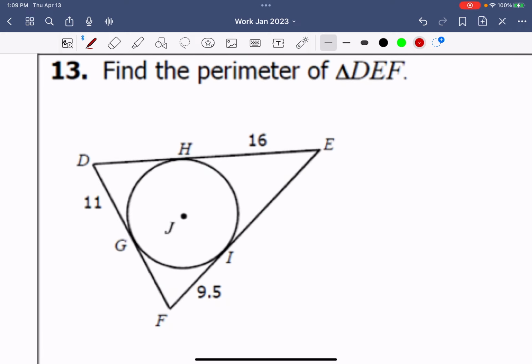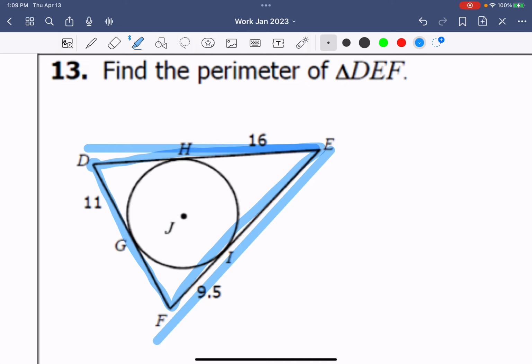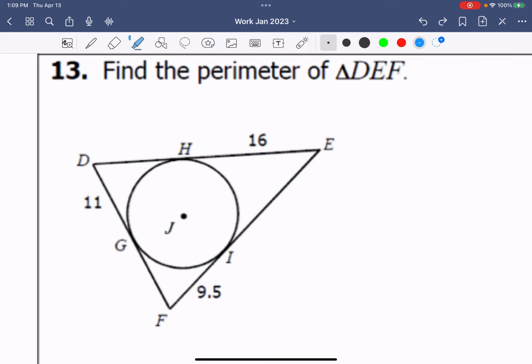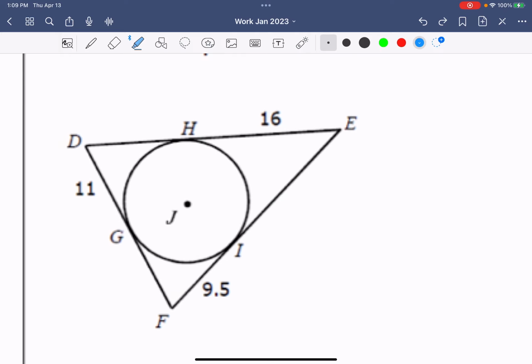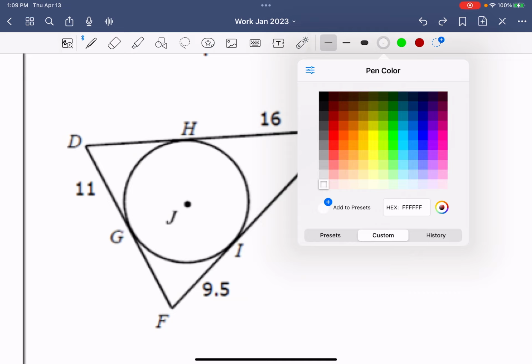All right, so for number 13, you're finding the perimeter of DEF. You're finding the perimeter of the triangle. Perimeter means add up all the outside. You're adding up all the outside pieces. Okay, so we need to know how long each piece is to be able to do that. And here what's really going on is that you just have 3 repeated tangents.